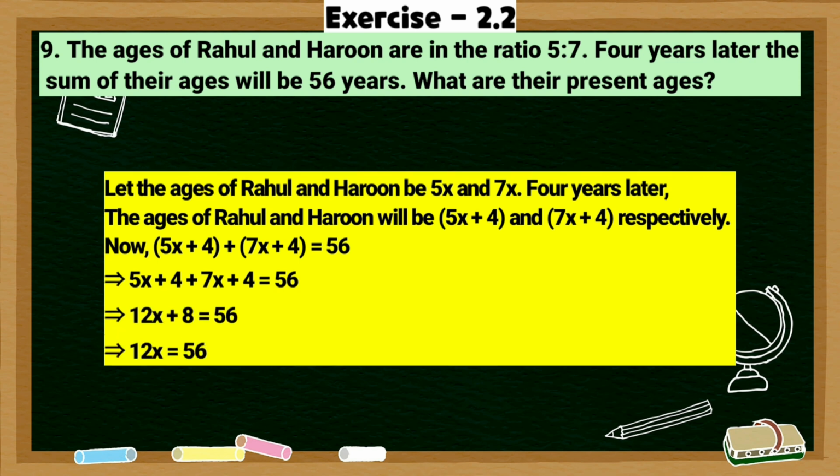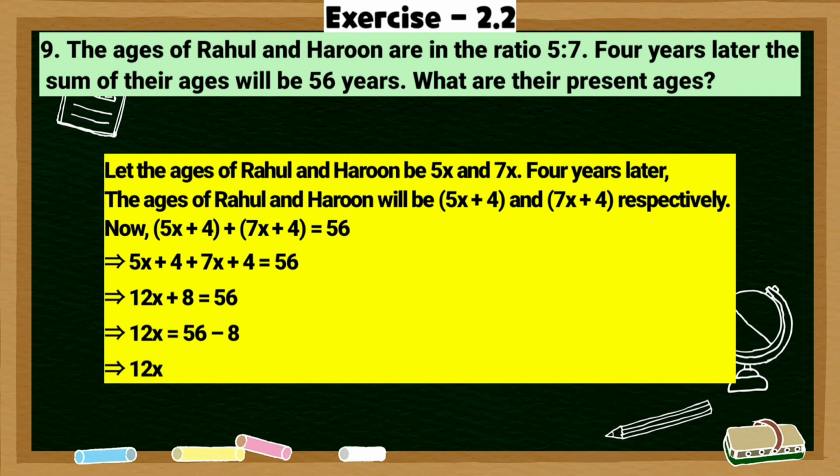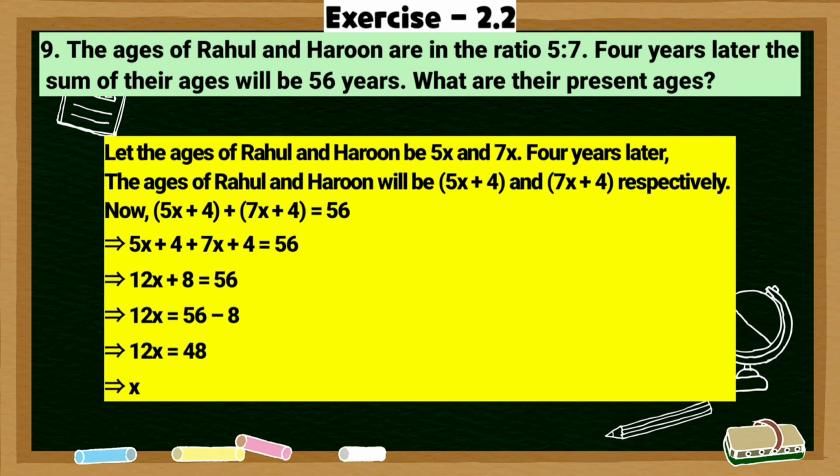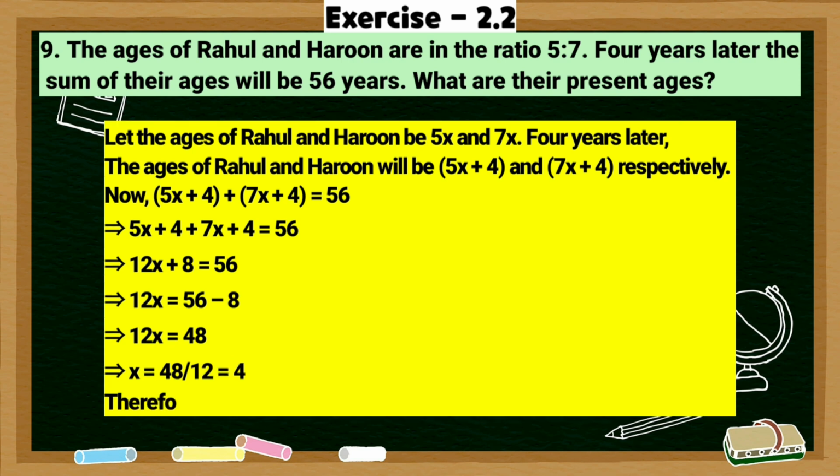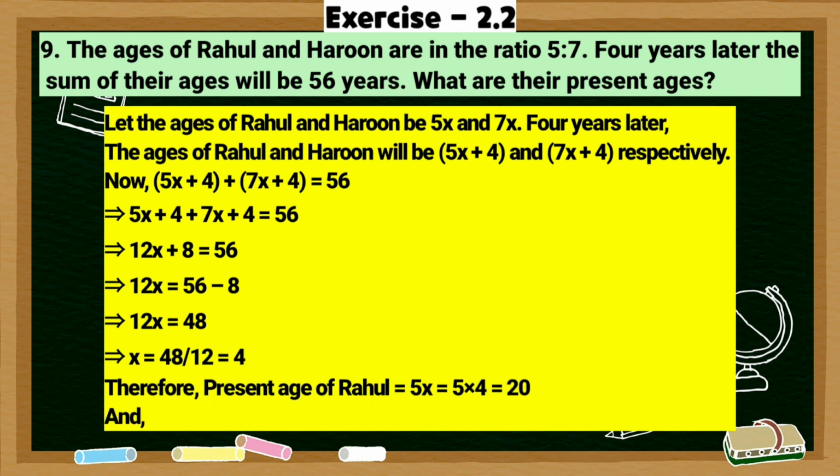12x is equal to 56 minus 8. So 12x is equal to 48. Now x is equal to 48 divided by 12, that is equal to 4. Therefore present age of Rahul is equal to 5x, that is 5 into 4, that is equal to 20. And present age of Harun is equal to 7x. So 7 into 4 is 28. So present age of Rahul is 20 and present age of Harun is 28 years.